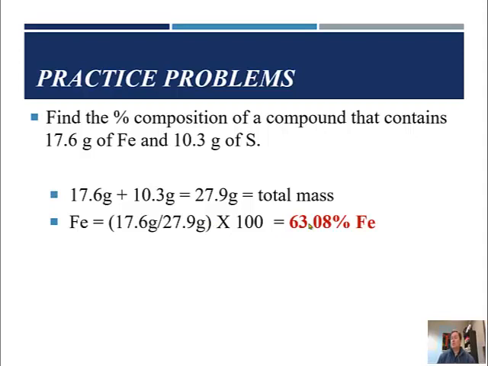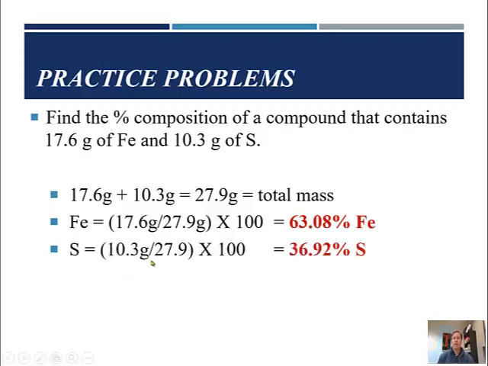Now there's two ways we can figure out sulfur. The first one is we take 10.3 grams divided by 27.9 times 100, and we get 36.92. The other thing we could have done, since there's only two elements, once we know there's 63.08% iron, we know the rest of it's got to be the other. Percents always add up to 100. I could take 100 minus 63.08 and get 36.92%. Either way is acceptable for me.